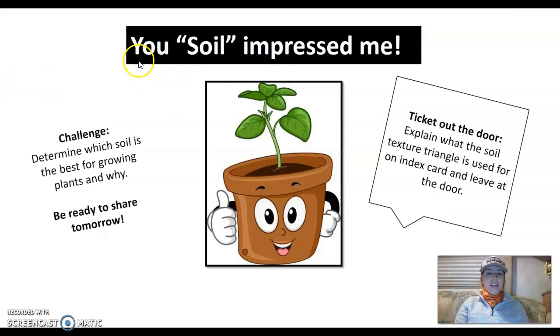So I must say you guys all soil impressed me. With that being said, before we leave today, our ticket out the door is to explain what the soil triangle is. We each have our little index cards, so be sure to hand those to me before you leave today.